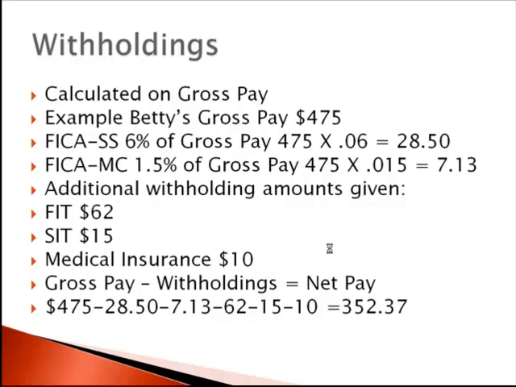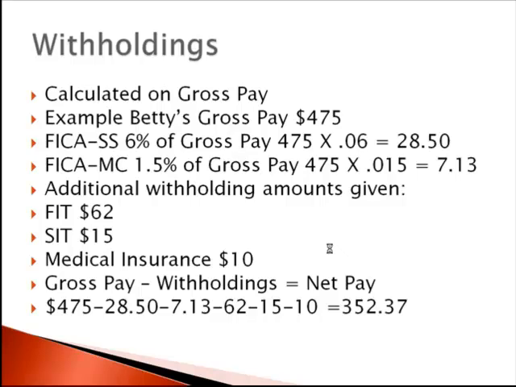Now Medicare is also calculated on gross pay, and the rate is 1.5%. So if we take our gross pay of $475, multiply it by 0.015, which is 1.5%, we get an answer of $7.13 as Betty's Medicare tax liability for this particular paycheck. Now just a little bit of note about this $7.13.